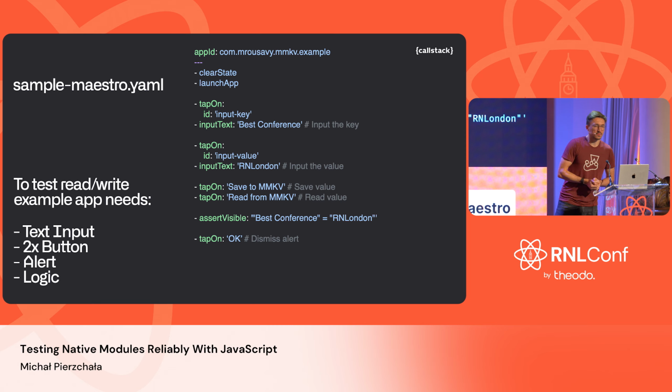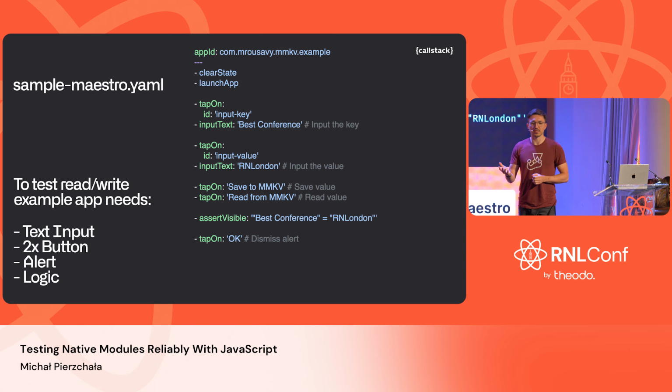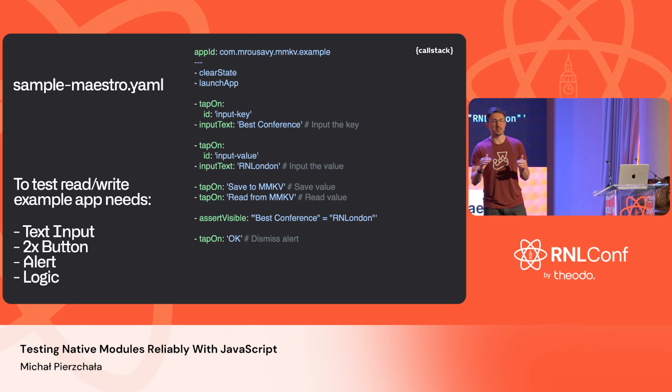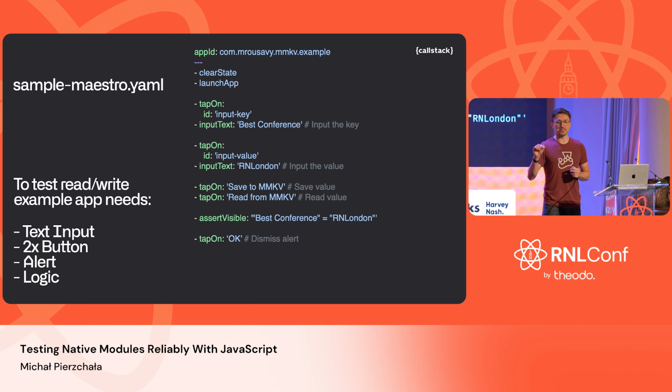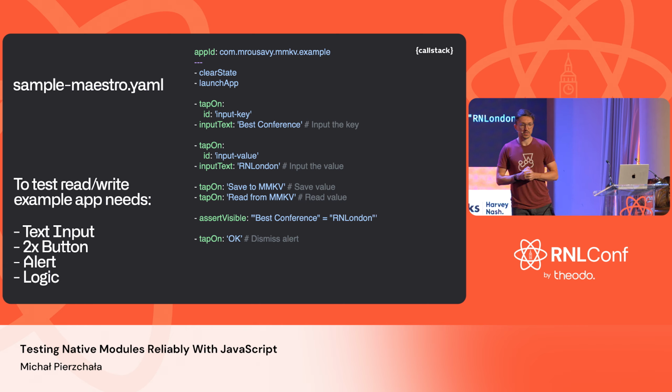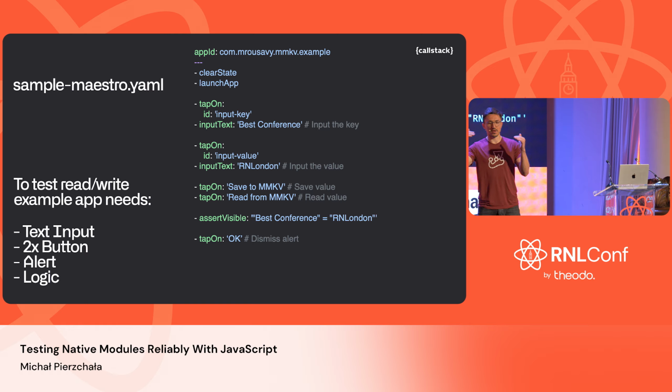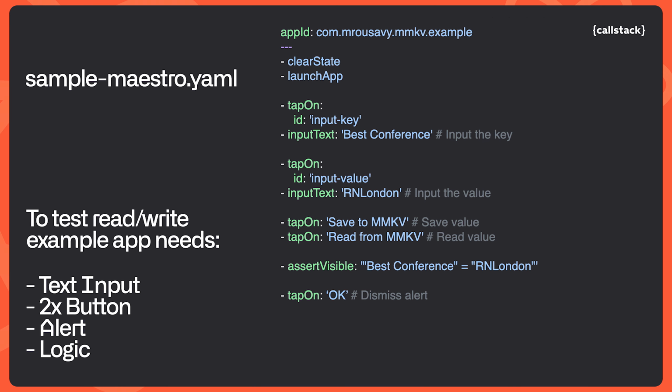That is only for simulating using your module. So this looks more or less like this, and this is one of the simplest Maestro tests. It's very descriptive. It's very nice to read by humans. And yeah, here we can tap on the text input. We can input some value. Then we need to tap on a few buttons to save and read values from the MMKV library in this example.